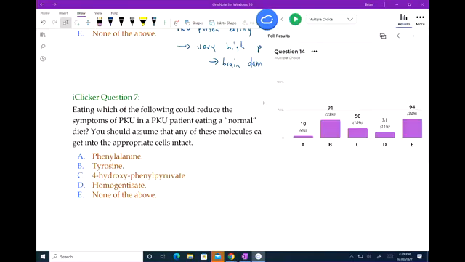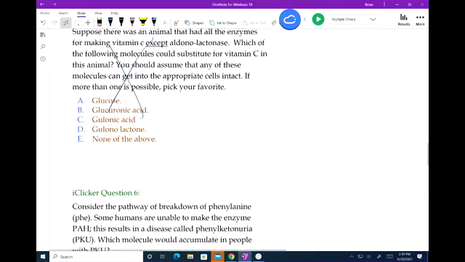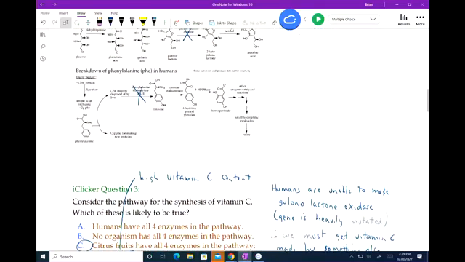All right, we've got a split. So it's either none or tyrosine. So, is the problem here that we're not making tyrosine or that phenylalanine is piling up? Phenylalanine is piling up. So if you eat lots of tyrosine, is that going to help with the phenylalanine piling up? No. It won't do you any good. I mean, it won't necessarily be bad. It won't do anything about the phenylalanine, all right?